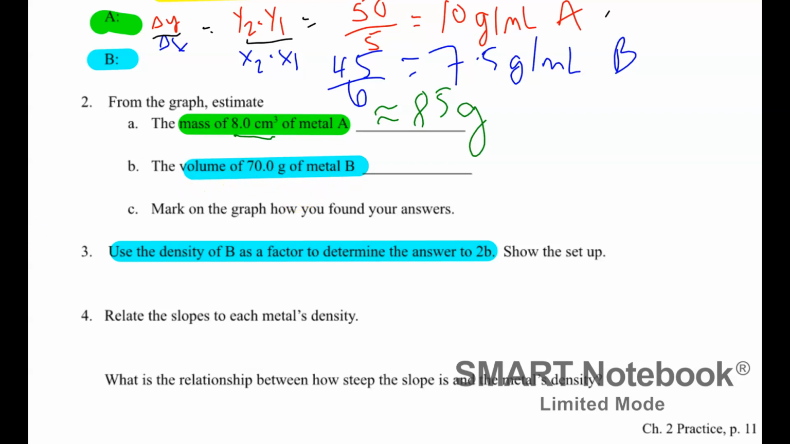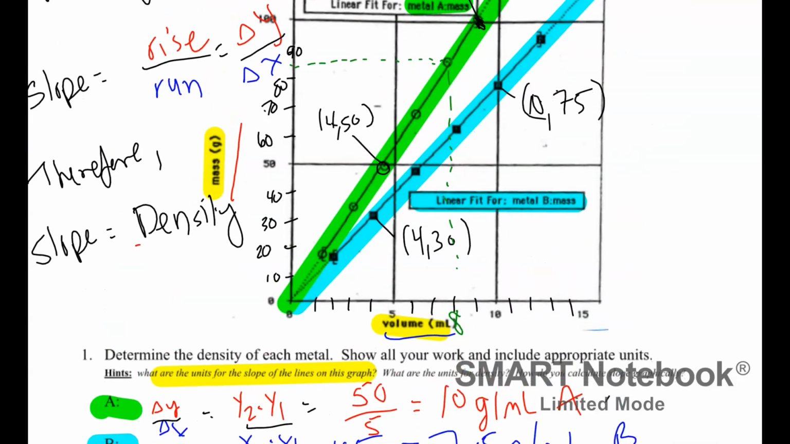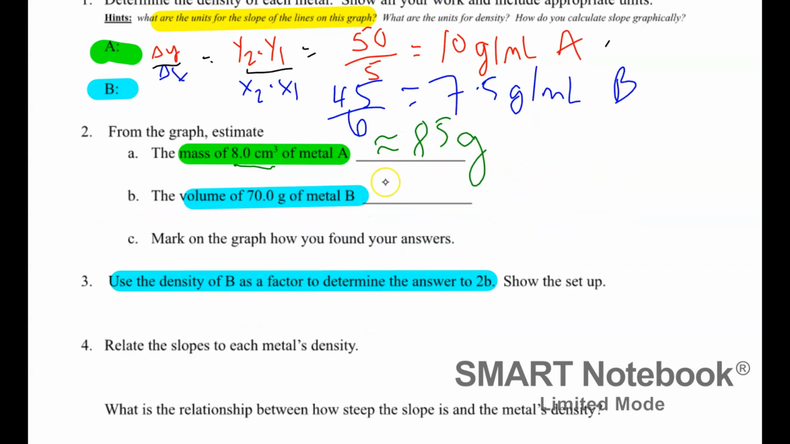Now, how about the volume of 70 grams of metal B? So same thing, but now on the different axis. So 70 grams of metal B. We're going to go over and find where 70 is. It looks like I'm a little bit off here, let's go a little bit lower. Let's go straight down. That looks like we're at around 9, so approximately 9 centimeters cubed. That's how we read it off the graph, and I already marked those on the graph.